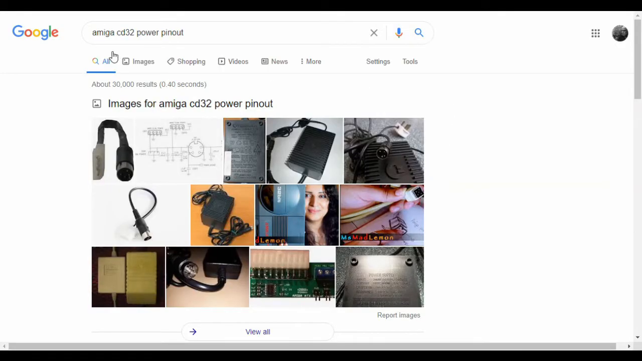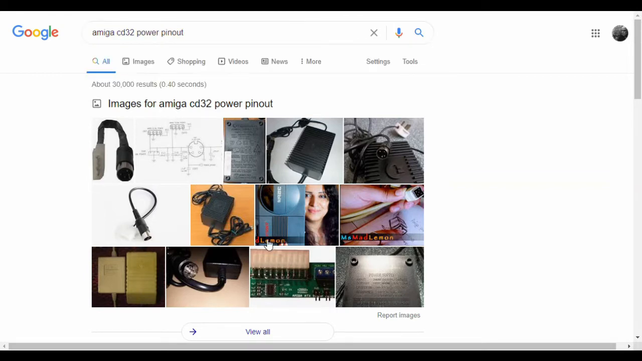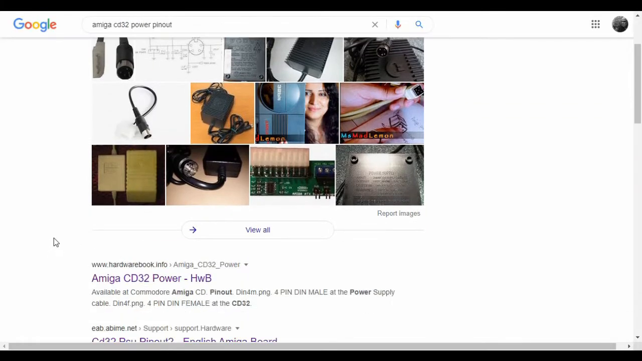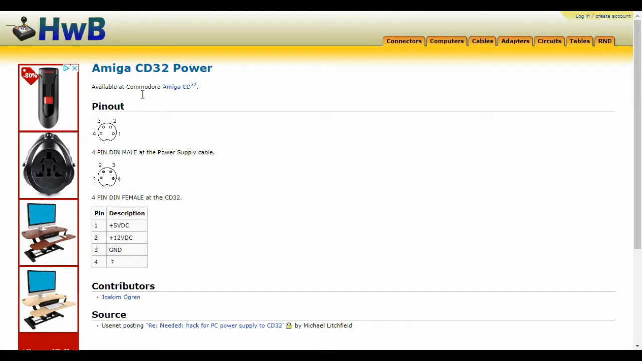Okay, so searching for Amiga CD32 power pinout on Google comes up with an image thing, and we'll get into that in a second. But the first hit on Google is this HWB page. So we go to that, and we have a pinout here. Guess what? Wrong. Incorrect. This is absolutely 100% wrong. I've checked it 2-3 times.